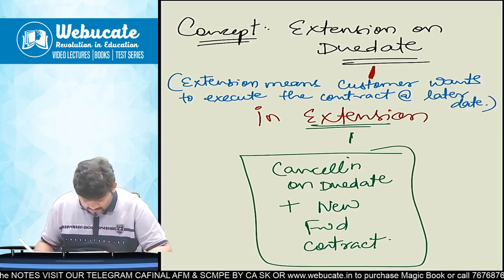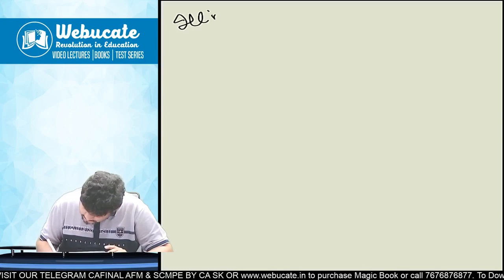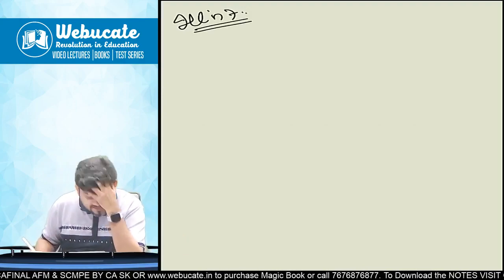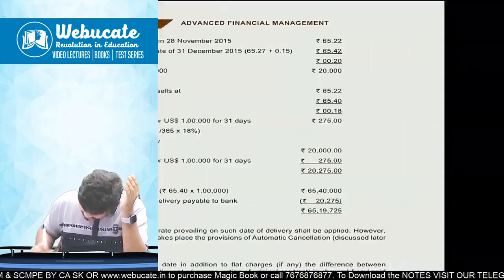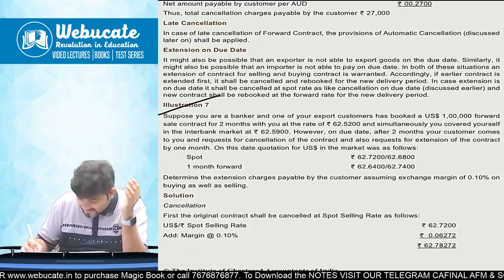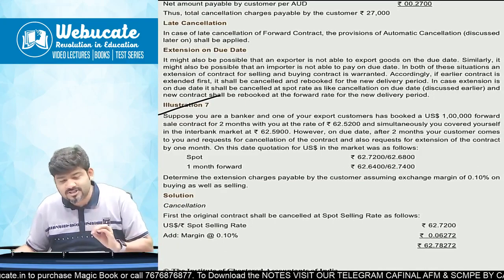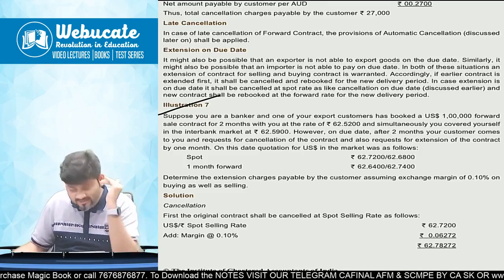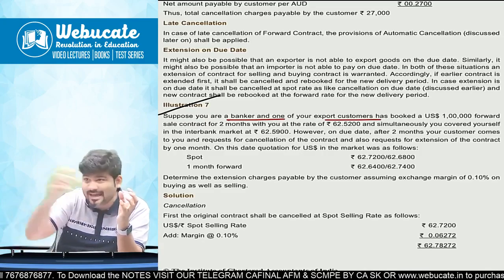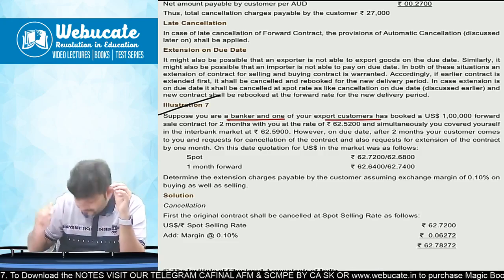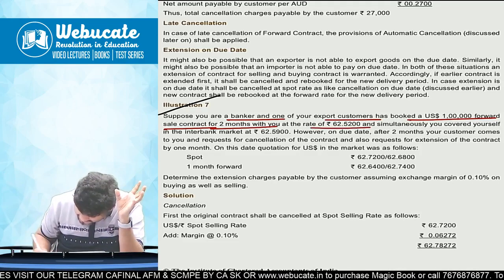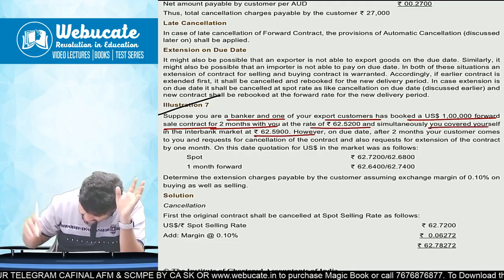Okay. Sure. We will start with illustration 7. Wow, all ICA illustrations have been done. Let's start. Easy. First do cancellation, then do extension. Suppose you are a banker of one of your export customers. Export customers will come to you and sell dollars. Bank will buy dollars. Customer sells dollar. Has booked a US dollar forward sale contract for 2 months with you at the rate 65.2. Simultaneously, you covered yourself in interbank at 62.59.